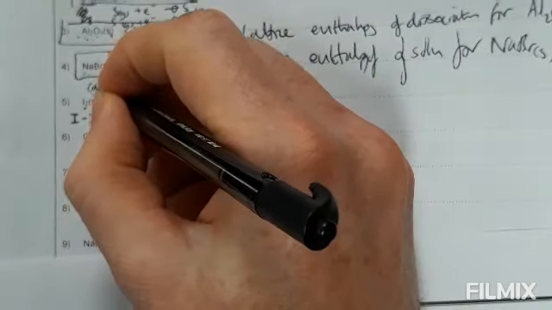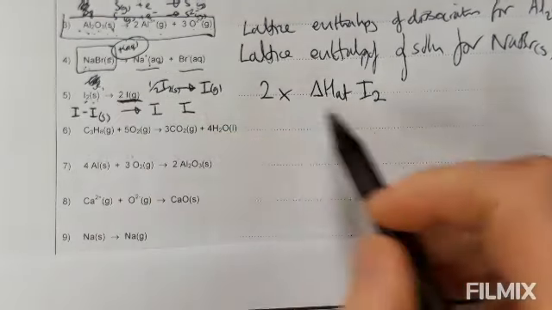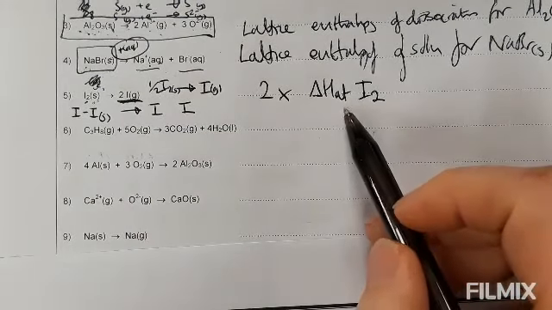But atomization would be making 1 iodine from half an I2 solid. This equation to me looks like 2 times the delta H atomization of iodine, because you're making 2 moles of iodine atoms from the elements in its standard state. And atomization is where you make 1 mole. Okay, I'll leave it there.